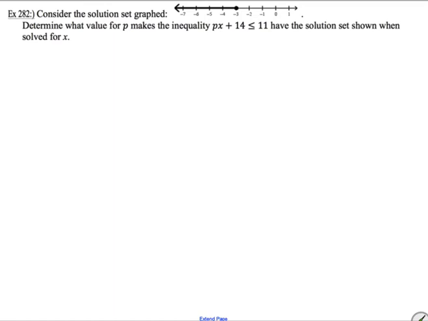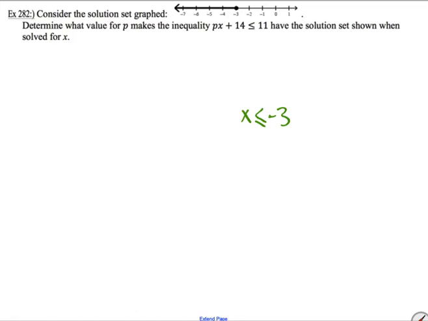Okay, example 282. Consider the solution set graph. Determine the value of P. Determine what value for P makes the inequality Px plus 14 less than or equal to 11 have the solution set shown when graphed for x. Well, this solution set shows x being less than or equal to -3. So we need to solve that, so that's what we come up with.